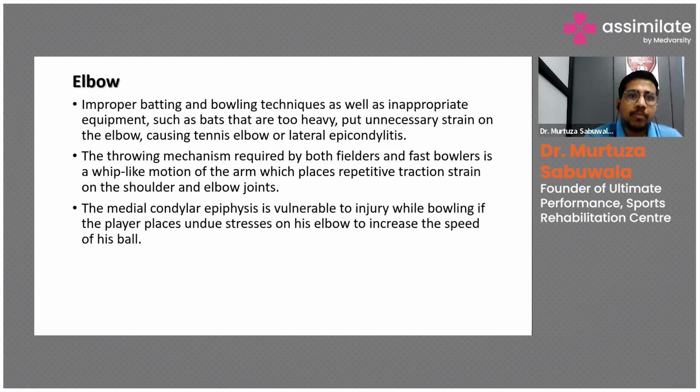Elbow. Improper batting and bowling technique, as well as inappropriate equipment such as a bat that is too heavy, put unnecessary strain on the elbow, causing tennis elbow or lateral epicondylitis. The throwing mechanism required by both fielders and fast bowlers is a whip-like motion of the arm, which places repeated stress and traction strain on the shoulder and elbow joint.